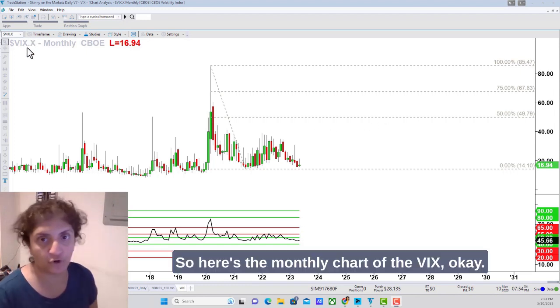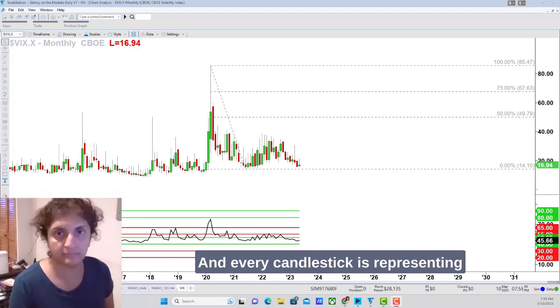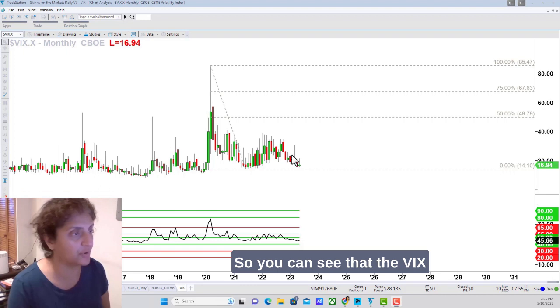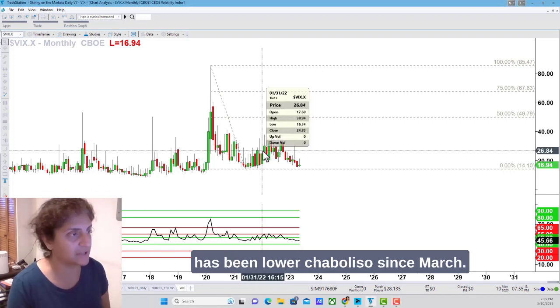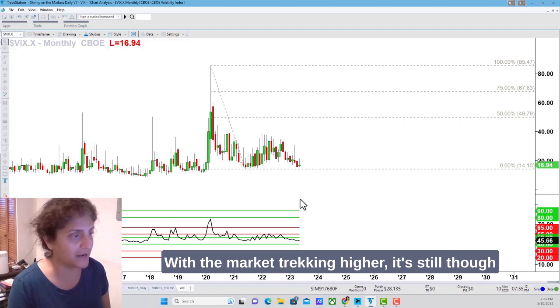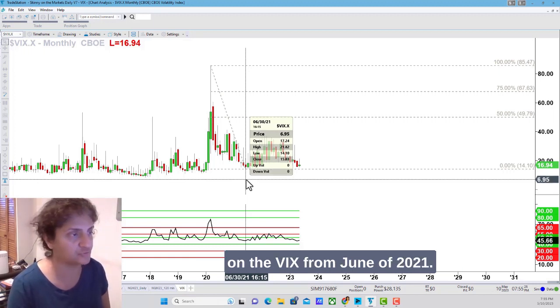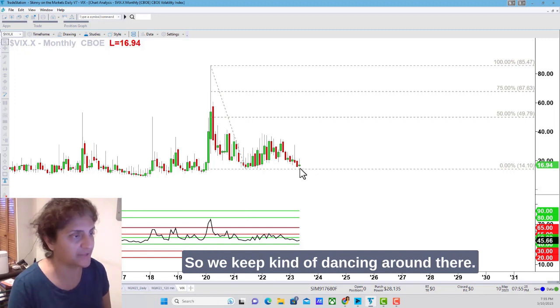So here's the monthly chart of the VIX, okay? Every candlestick represents a month of price action. So you can see that the VIX has been lower, choppily so, since March, with the market trekking higher. It's still, though, not able to push down below the low on the VIX from June of 2021. So we keep kind of dancing around there.